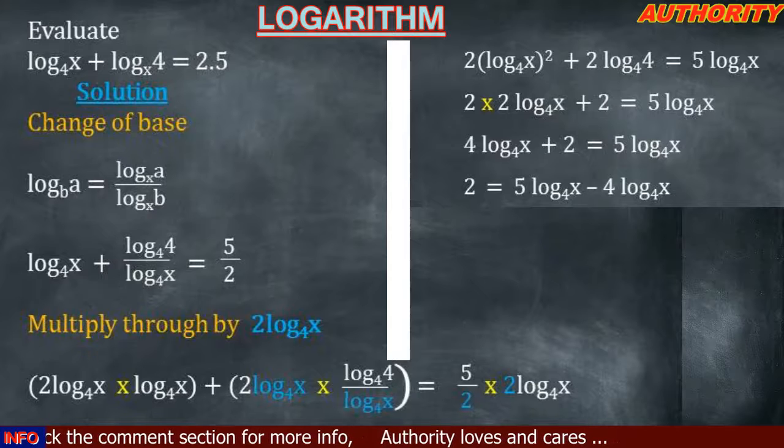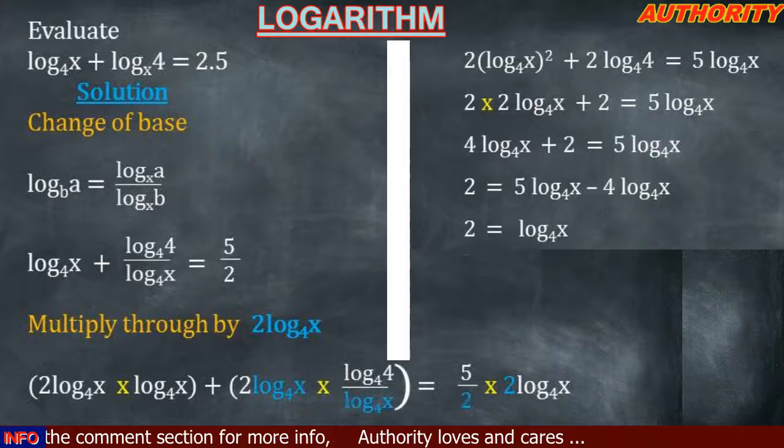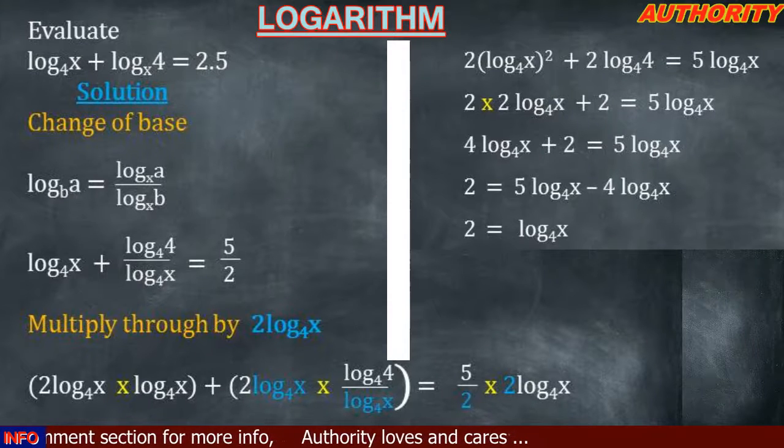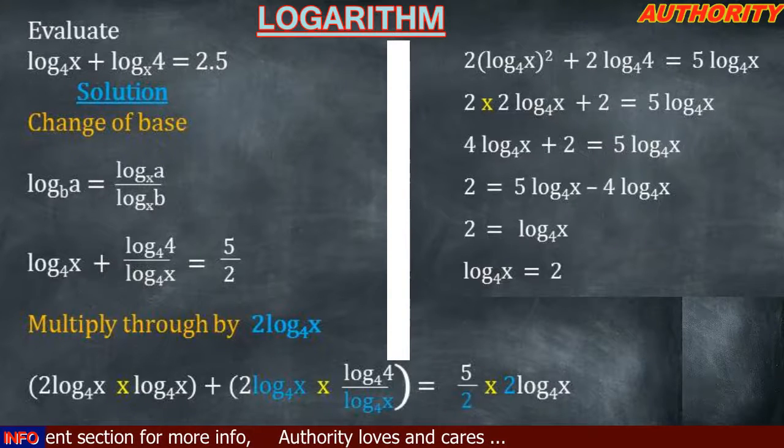You get it? So when you say 5 log x base 4 minus 4 log x base 4, it is going to give you log x base 4, the same thing as saying 5 minus 4. All right? Good. So here we have 2 equal to log x base 4. So it can be written as log x base 4 is equal to 2. Log x base 4 is equal to 2.